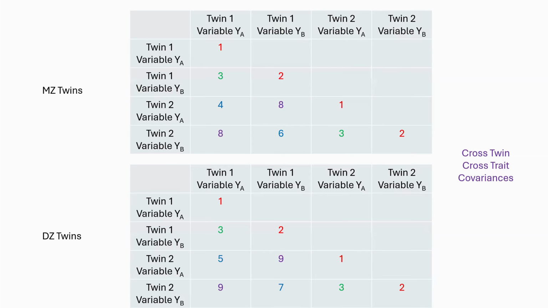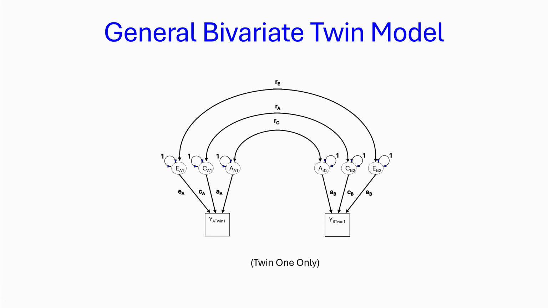As we will soon see, it's the cross-twin, cross-trait covariances that provide us with information to determine the direction of causation in our models. So that's 9 pieces of information, allowing us to estimate 9 parameters in total. One option would be to not worry about causality at all and fit the most general twin model possible to the data. In other words, the general bivariate model as shown in this slide.